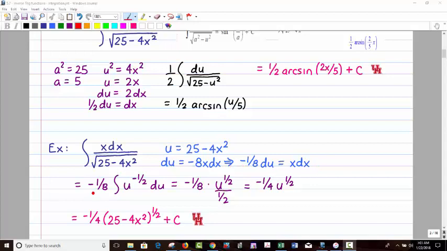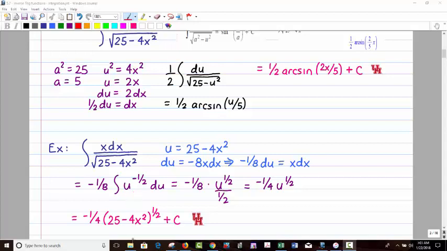So that brings the negative 1/8 out here. And then now you just have, because you bring the radical up, it just makes it u to the negative 1/2. So this is strictly just a power rule. You know, u to the n plus 1 over n plus 1.